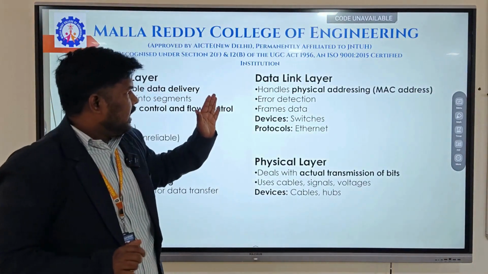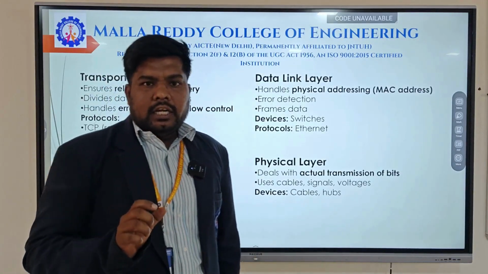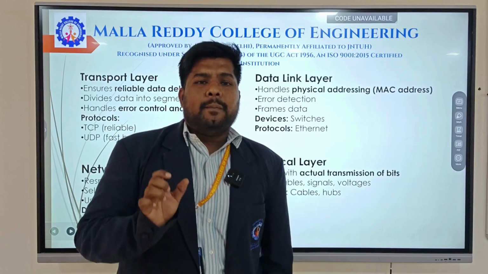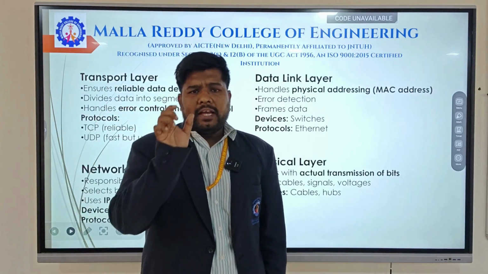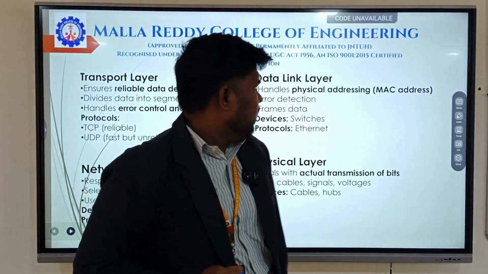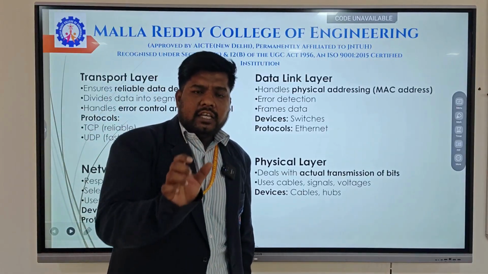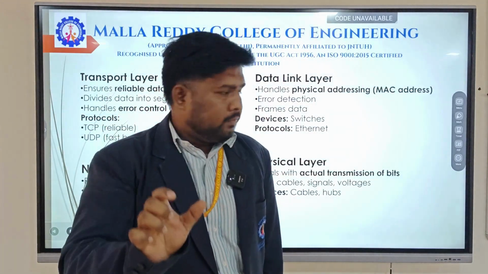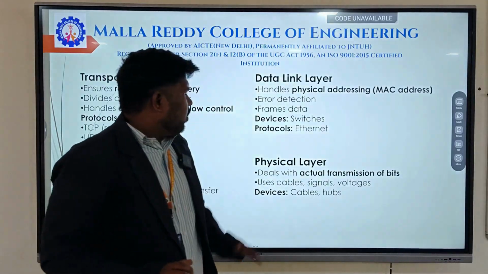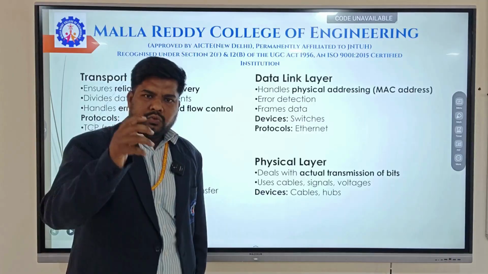Now coming to the data link layer. It deals with the MAC address. Every system has a 12-digit hexadecimal number. Error detection happens in this layer. In this layer, the data is in the form of frames. The important protocol of this layer is Ethernet, and the device we use is a switch.